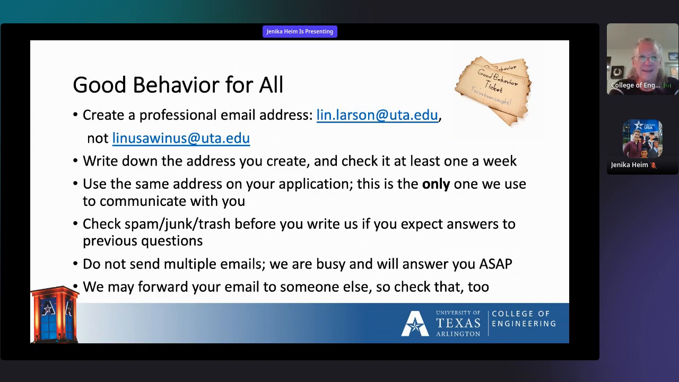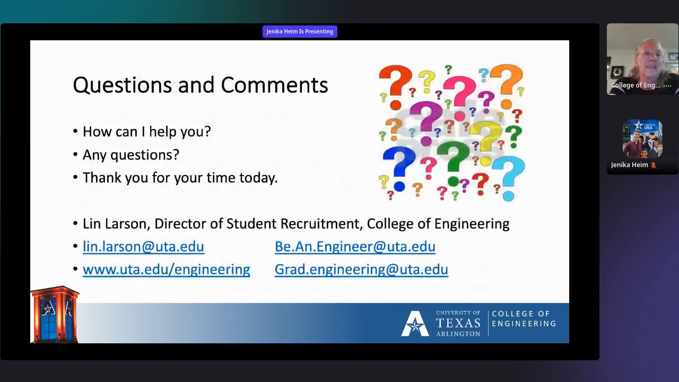And next, all right, here is some information. This is my email address. This is our website if you'd like more information about engineering programs at UT Arlington. The other two email addresses are for the first one, Be an Engineer, is for undergraduate students. If you would like to chat or set up an appointment or a virtual tour with one of our current engineering undergraduate student ambassadors, use that email.